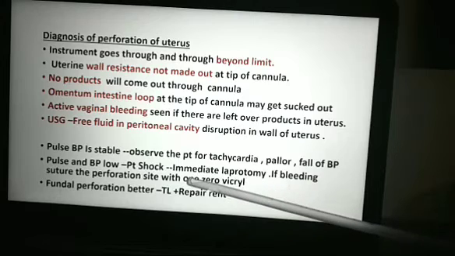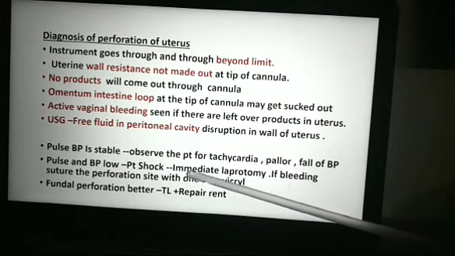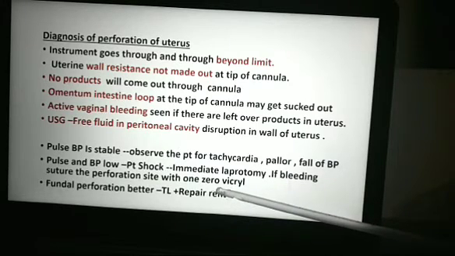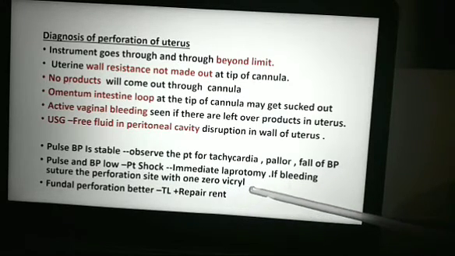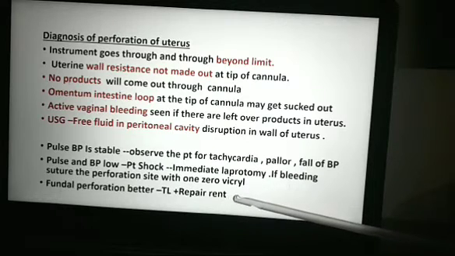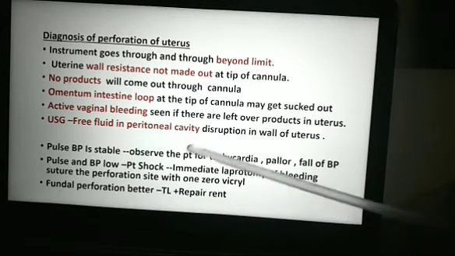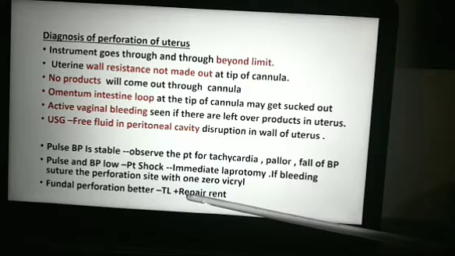But if the patient's vitals are not settled, she is in shock, immediate laparotomy is required and suture the perforation site with 1-0 Vicryl. If minimal blood loss, laparoscopy can be done to know the status, and repair can be done with the laparoscopy also. Remember, one more thing is, if there is a fundal perforation, it is always better to open and repair it, and simultaneously tubal ligation may be done with the proper consent.